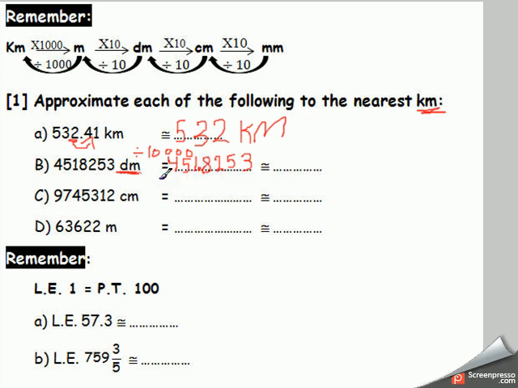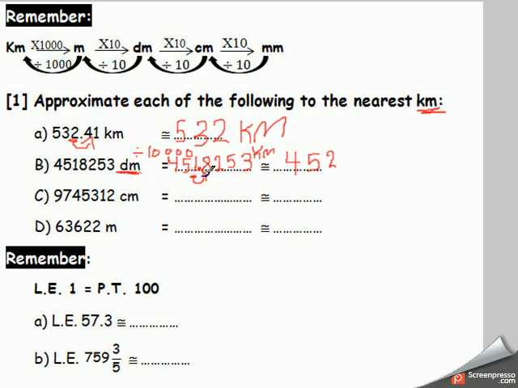This is the answer. When I convert, I don't forget to write the unit. This will be kilometer. The same step now, the same step as the previous example. The unit digit here is 1, the previous digit is 8. 8 is strong, so 1 will be increased by 1 and become 2, and write the digits at the left of 1.